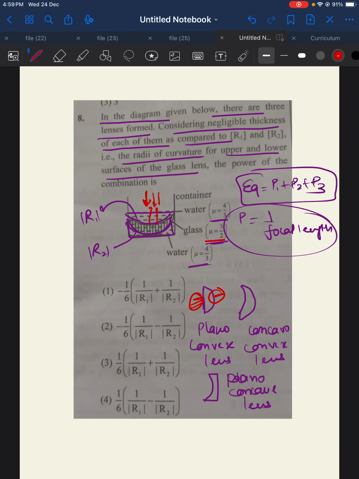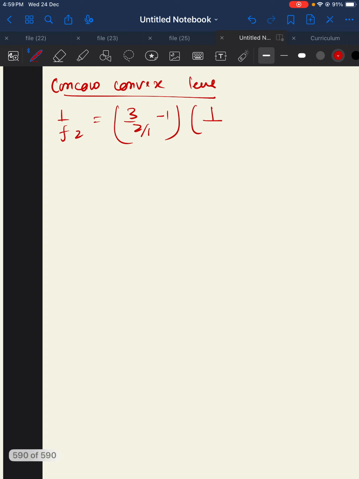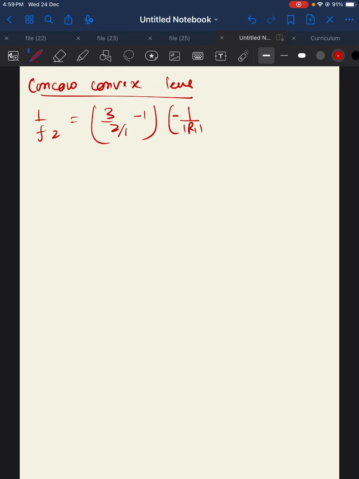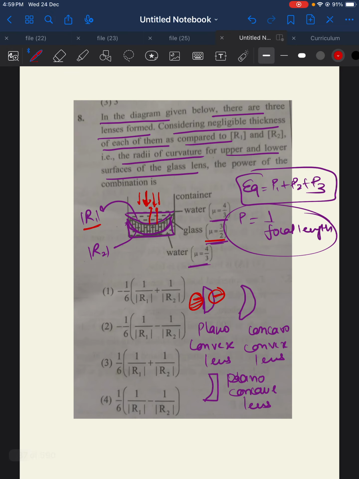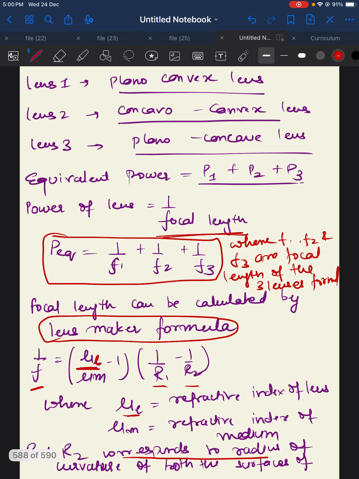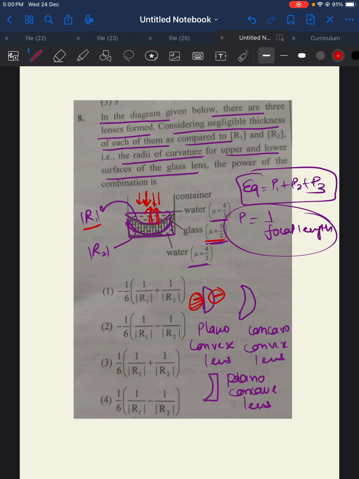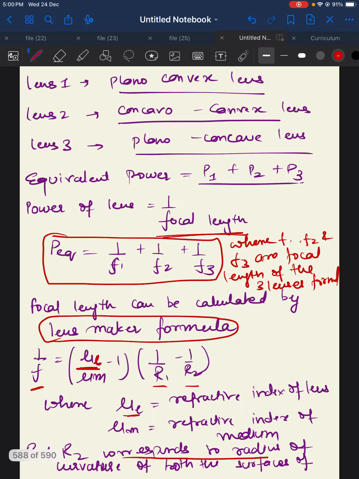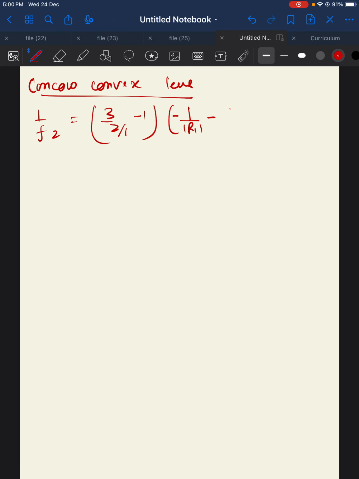Now the first surface is R1, so minus mod of R1, right? Because the light is still coming from this side and the radius of curvature is in the upward direction. So minus of R1 minus. Now for R2 also, the radius of curvature is in the upward direction, whereas the light is coming in the opposite direction. So it will come minus R2, mod of R2, right? So 1 by f2 = (3 by 2 minus 1)(minus 1 by R1 plus 1 by mod of R2).